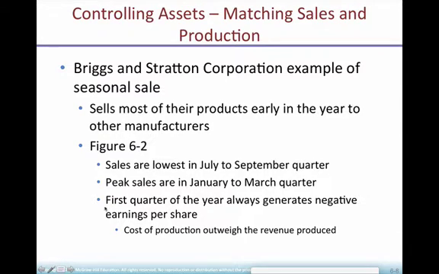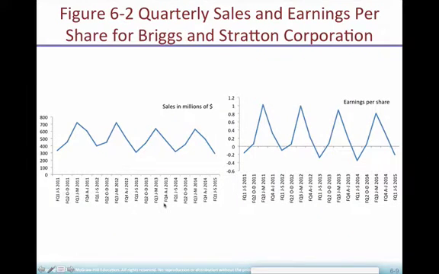Sales are lowest in the July to September quarter and peak January to March. So in the first quarter, because of these fluctuations in sales, it generates negative earnings per share. You don't sell enough, you don't make enough profit. But then in the next period, you are going to make up for this loss and produce and make more profit. And this is how the seasonal production looks in a graphic format. High production, high sales, low, fluctuates. The same for earnings per share, which matches the pattern of sales.